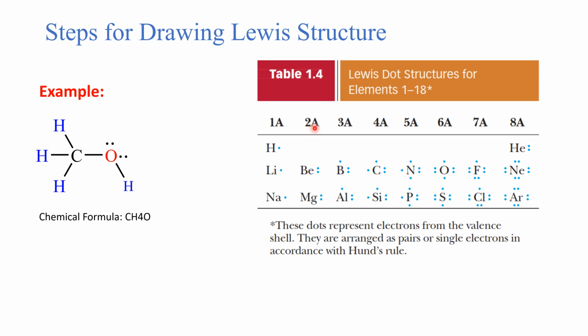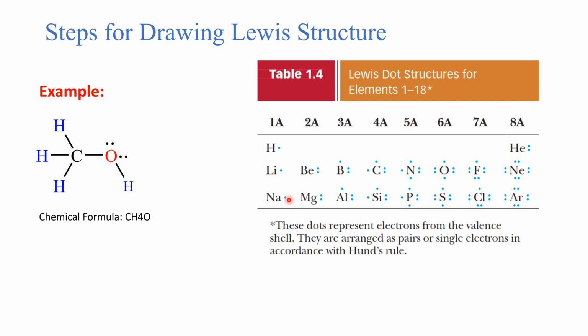Now, the second A group is beryllium, and they have the two-electron pair in their outermost shell, then magnesium. Then there is the 3A group, there is boron, there is aluminium. Fourth group, as we just discussed, is carbon. Then there is silicon. Then the fifth A is nitrogen, phosphorus. 6A is oxygen, sulfur. The seventh A group is fluorine and chlorine. And the eighth A, helium, neon, and argon.